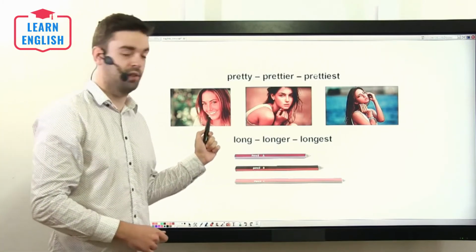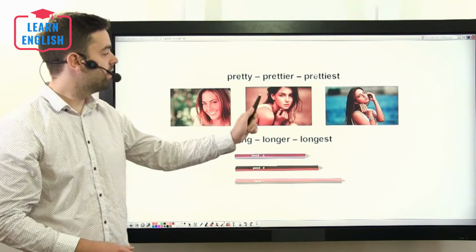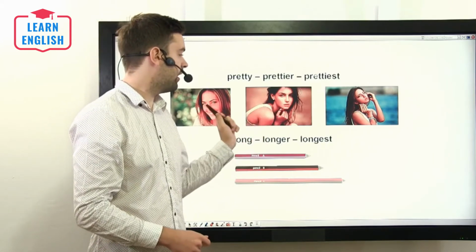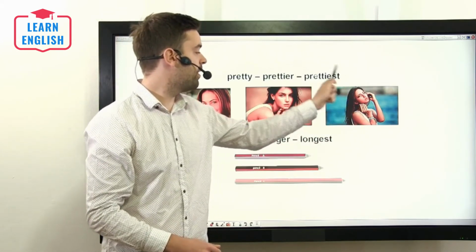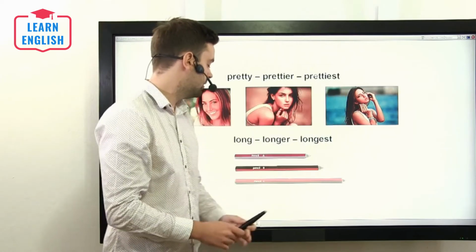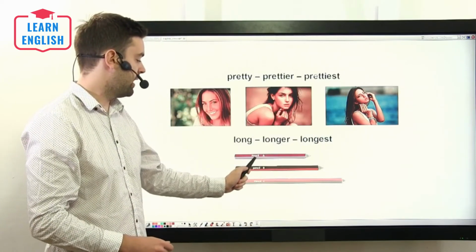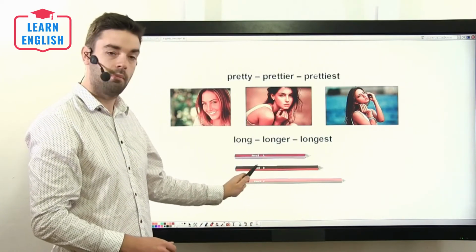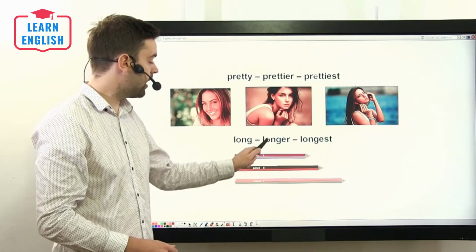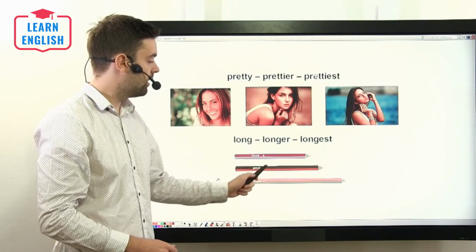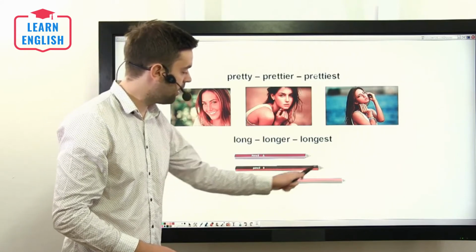This person is young, this person is younger, and this person is the youngest. This man is old, this man is older, and this man is the oldest. This man is tall, this man is taller, and this man is the tallest. This lady is pretty, this lady is prettier than her, and this lady is the prettiest. Pencil A is long, pencil B is longer than pencil A, and pencil C is the longest.